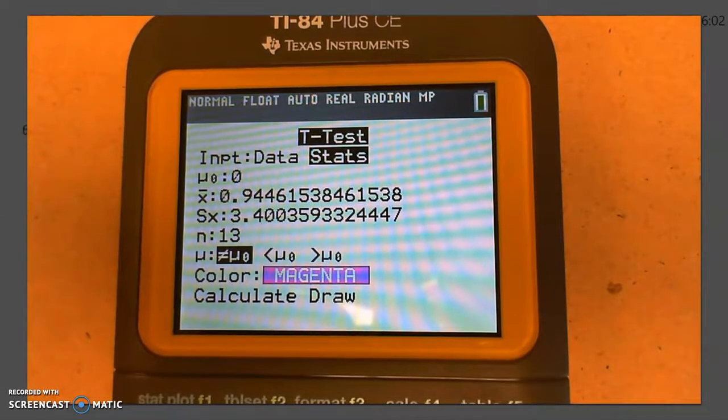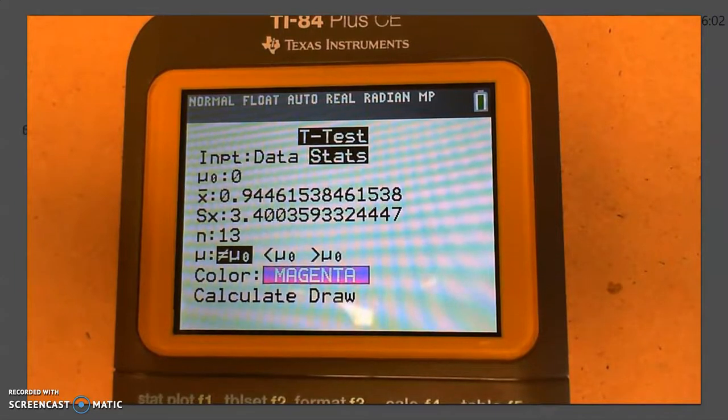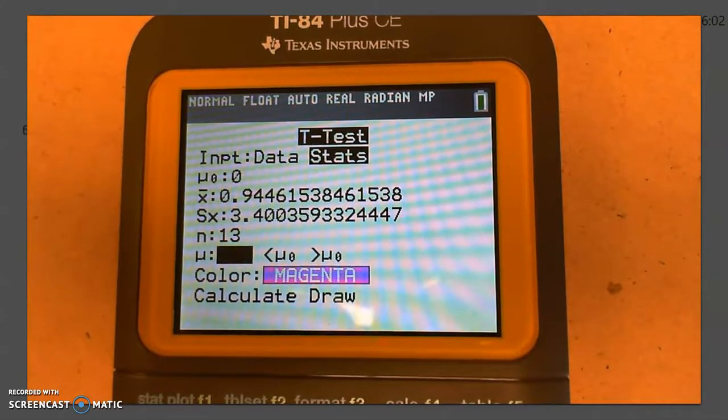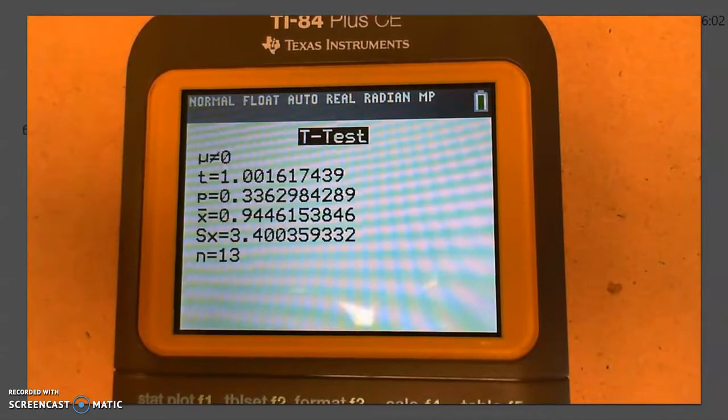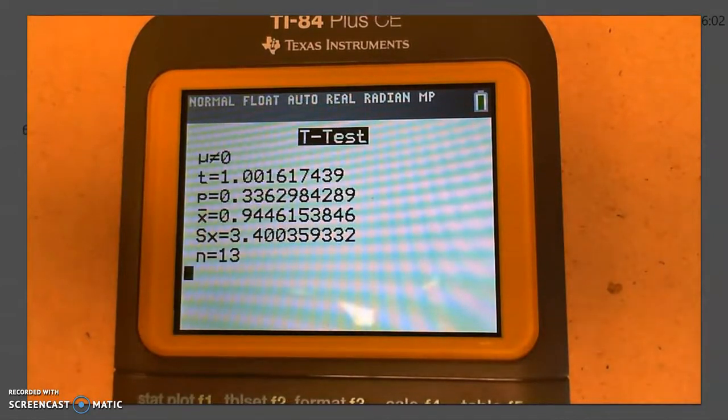My average difference of the 13 items, the standard deviation, the 13 there, I put in not equal to. So I think there were some people that put in 1-tailed, I'm not sure. And then calculate, and you know what, now that I'm looking at this, I think I erroneously doubled it. I did. Okay, so I'll show you where I made a mistake.